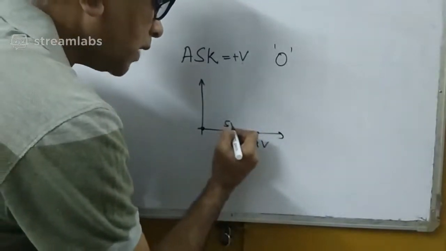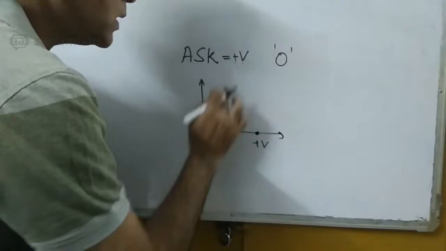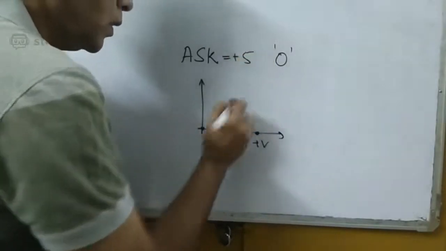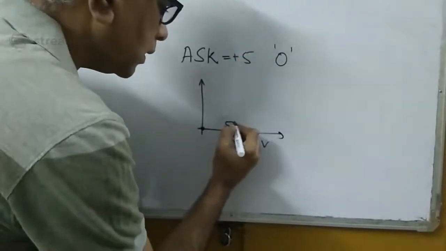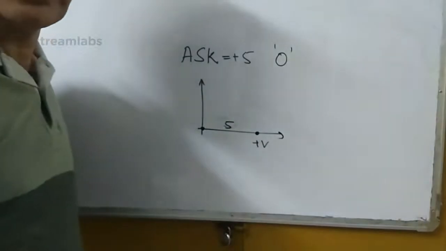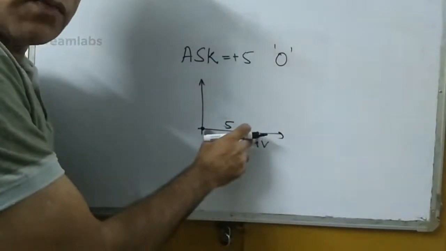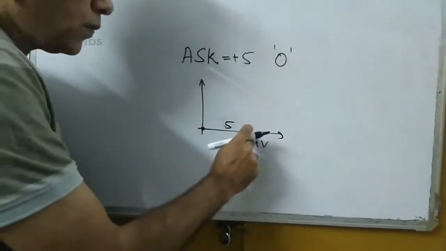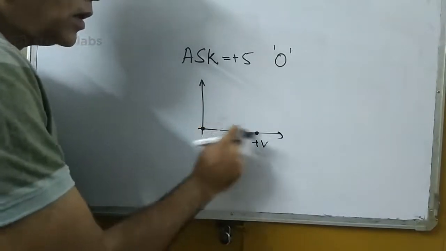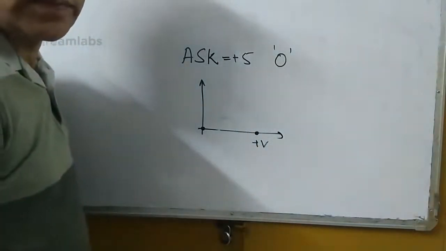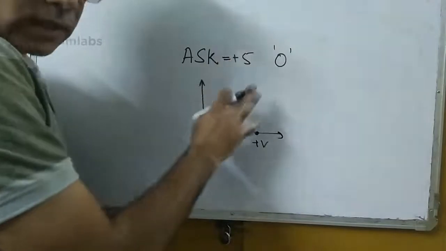So say plus V is equal to 5. In that case, this length will represent 5 volts. So this is 0, this is 5. This is the way ASK will be represented.